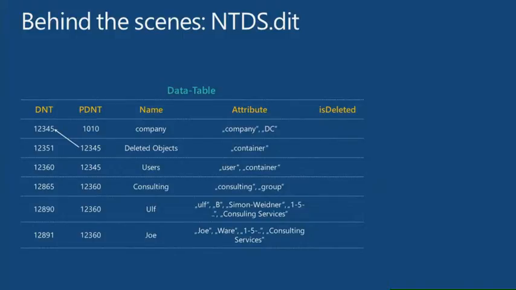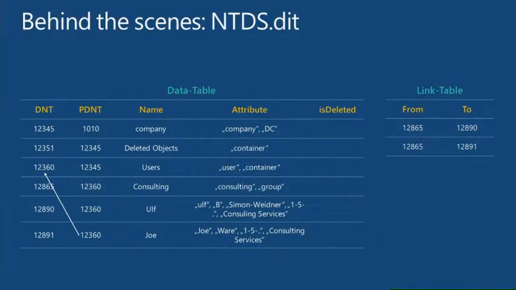So here we see the deleted objects container is a member in the company domain. The users container is right underneath the company domain object. The consulting group is underneath the users container in this example. Ulf, my user account, is underneath the users container, and also Joe, my misused user account, is also underneath the users container here.